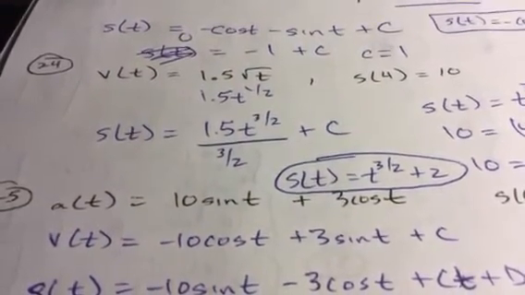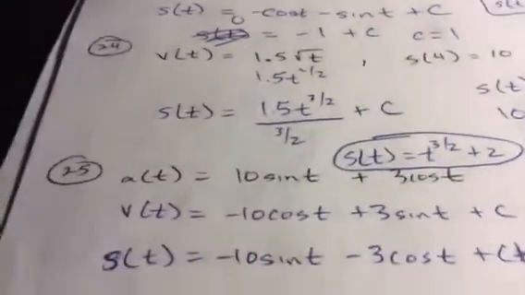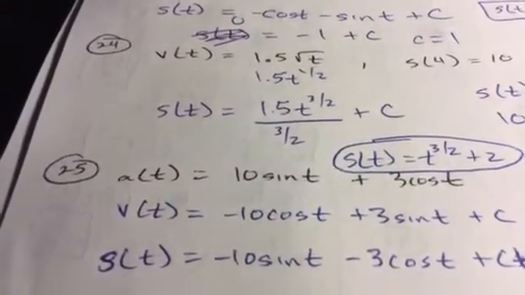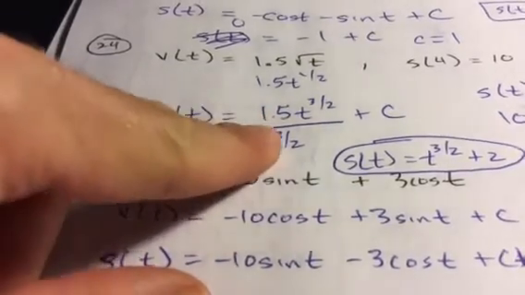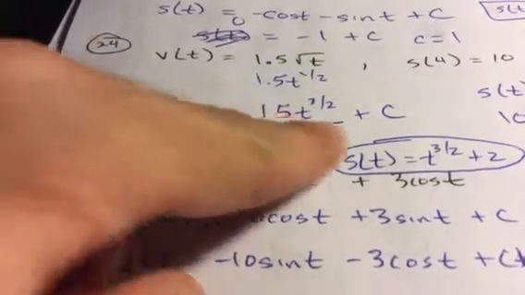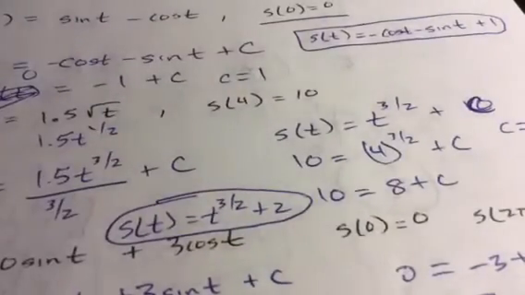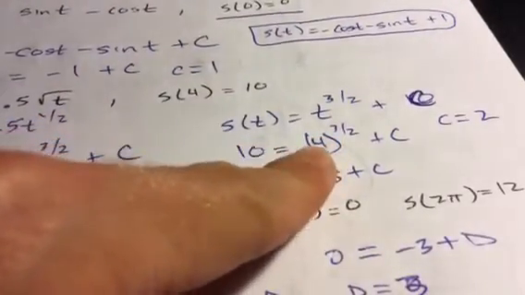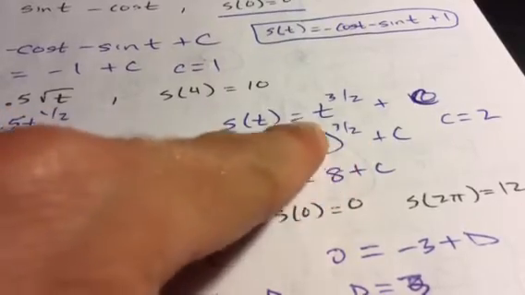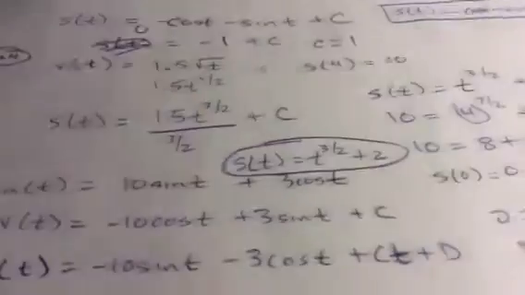I really like the idea of giving you 2 of these. Notice how 2 of them involve sine. Here, folks, that is just 1½ t to the 1/2. 1 power up, divide that by that power. 1.5 divided by 3/2 is just going to cancel. Now, folks, I told you that S of 4 is 10, so plug 4 in for t. Take the square root of 4 and then raise it to the 3rd power. That's 8, so C is 2.